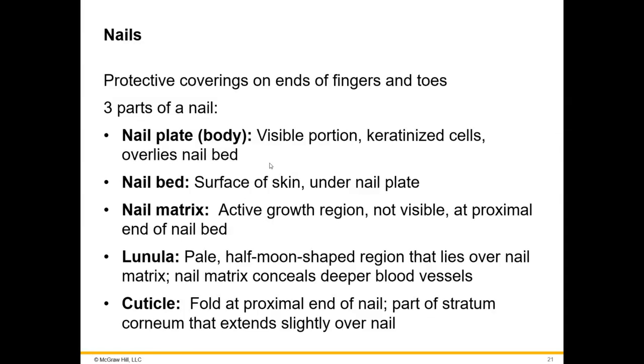The lunula is the pale half-moon-shaped region that lies over the nail matrix. The nail matrix conceals the deeper blood vessels. And then you have the cuticle. That's the fold of basically the skin at the proximal end of the nail. It's part of the stratum corneum, and it extends slightly over your nail right at the lunula.